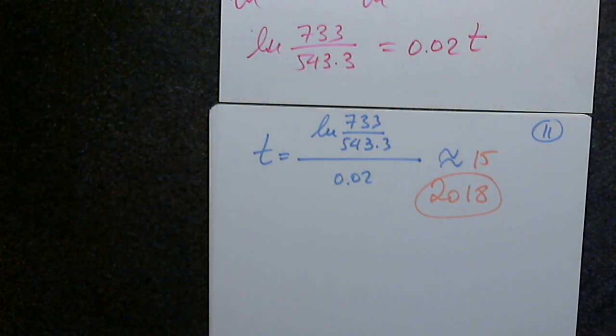Natural log in parentheses 733 divided by 543.3. Close the parenthesis. Since there is only one factor at the top, it's fine. Divided by 0.02. No parentheses are needed. So roughly 15 years since 2003, which is 2018. I forgot to natural log. That's okay.